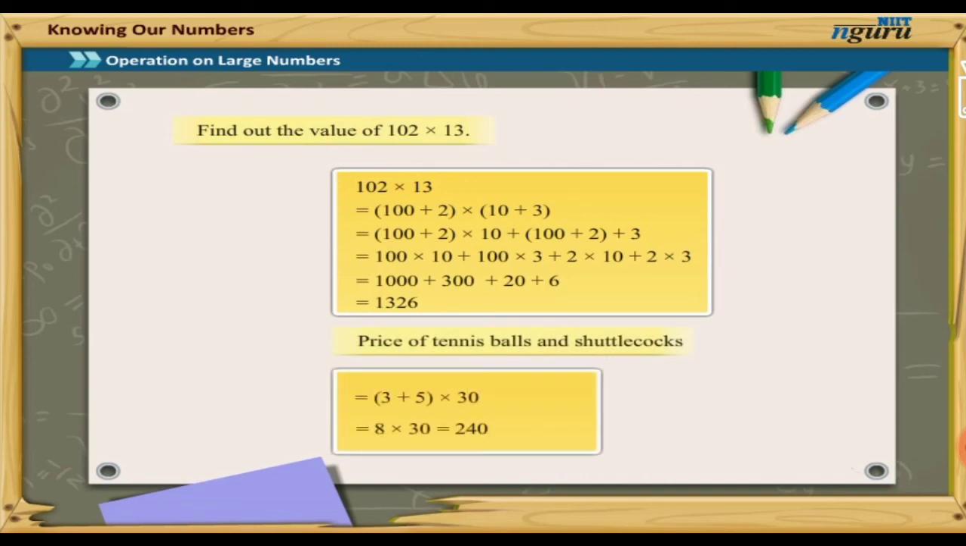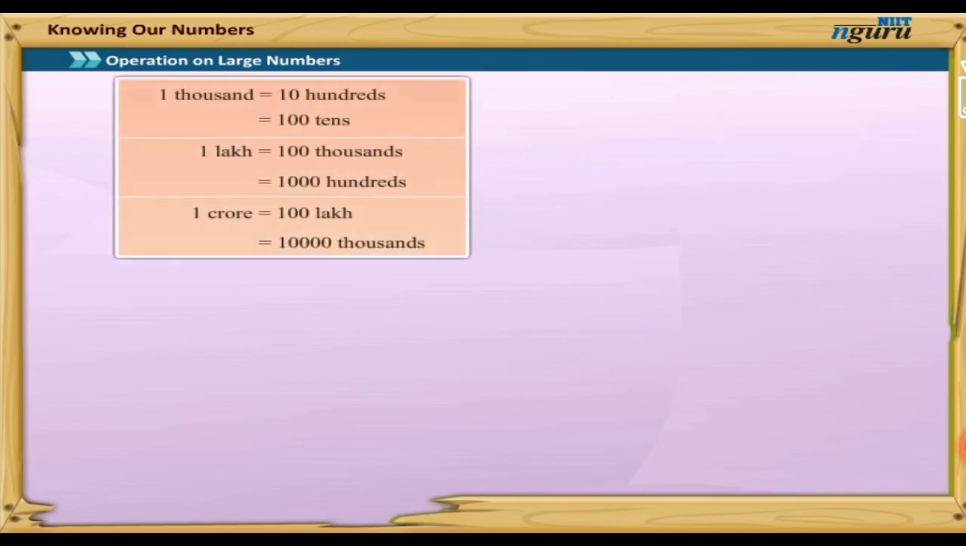Now, considering the scenario we saw, we can conclude that Sam has to first add the number of tennis balls and shuttlecocks and then multiply the same with the price. Let us summarize.